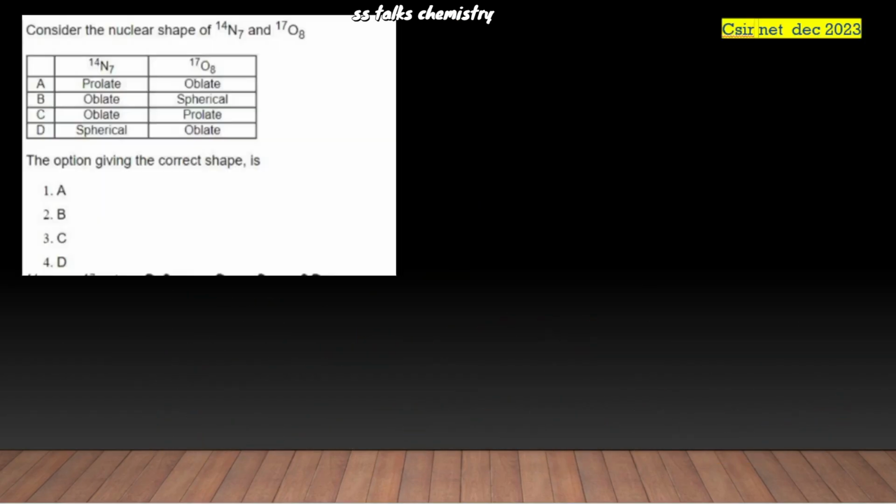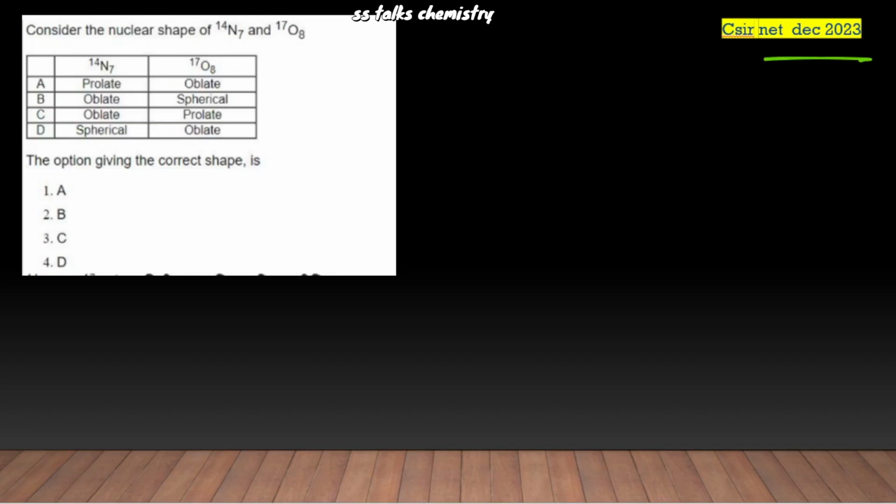This question you are having is from December 2023. Consider the nuclear shapes of the nitrogen, which is 7 isotope, and oxygen, 8 and 17 isotope, which have been taken. We have to tell about the prolate and the oblate molecules. So these are the symmetric top molecules they are talking about.